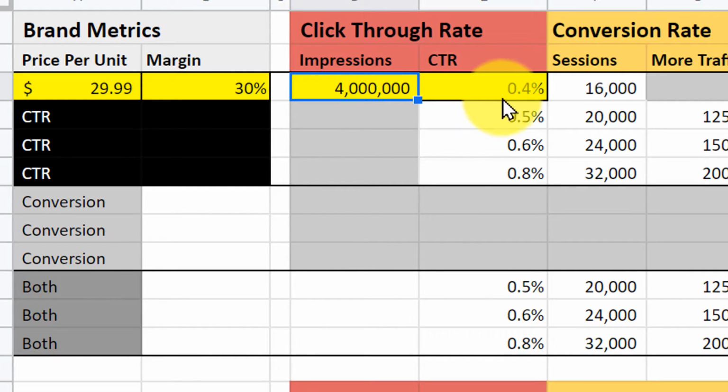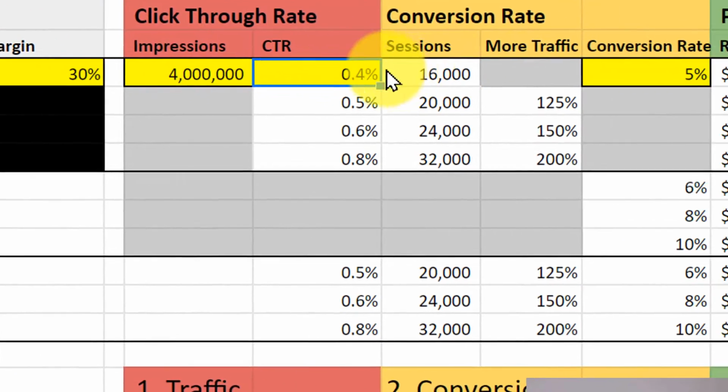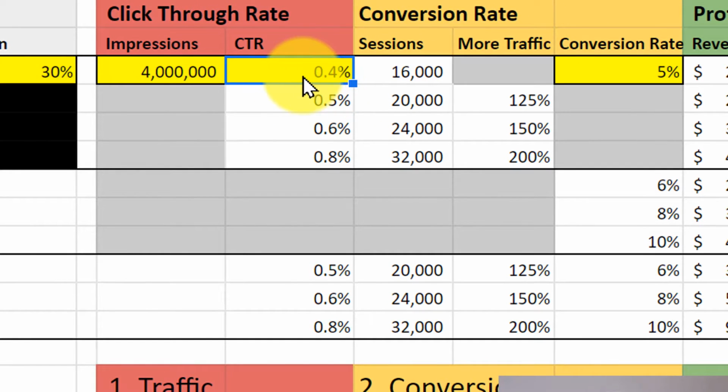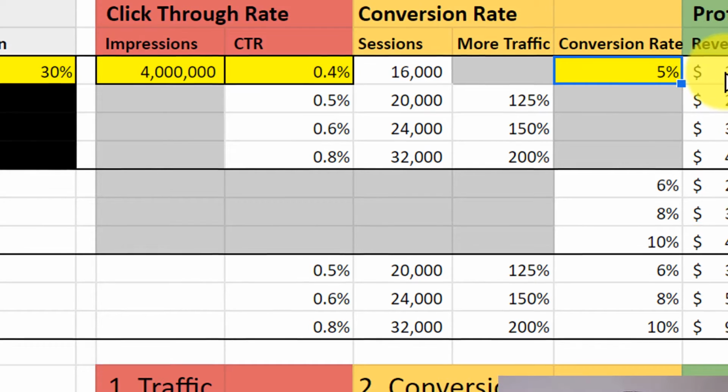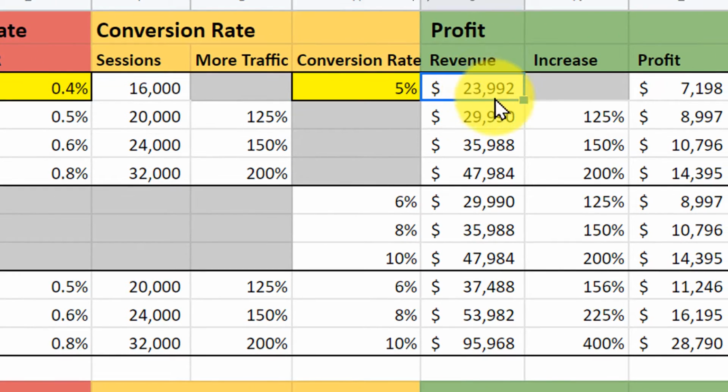And then we have a click-through rate. So out of those 4 million people who saw it, what percentage of them clicked? 0.4%. That's a pretty typical click-through rate. And then our conversion rate we have set here is 5%. So out of the 0.4% of people, which is 16,000 people, 5% of those 16,000 people converted to a sale. So in this case, that calculates to about 24,000 in revenue and about 7,000 in profit.